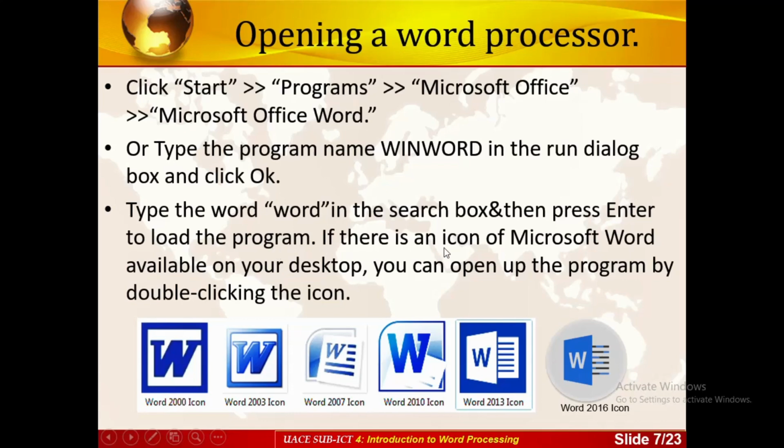And if there is an icon of Microsoft Word available on your desktop, you can click on it or double click on it to open. These are the icons of word processors, with a letter W standing for word processing. This icon is for Word 2000. This is for Word 2003. This is the icon for Word 2007. This is the icon for Word 2010, then the icons for 2013 and 2016. So far, those are the structures or the interface of the icons.